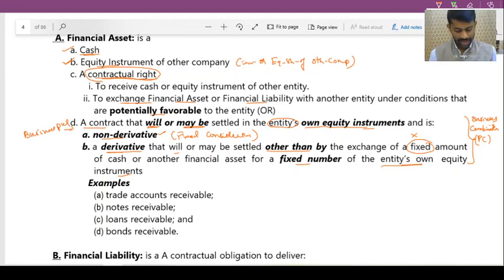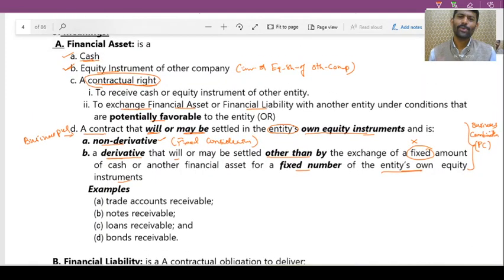Examples. Sir, will convertible preference shares come under this category? Convertible preference shares. Can you give me a little time? So first let us go slowly, now we are just building. Got it? Financial instrument is a phobia for students.